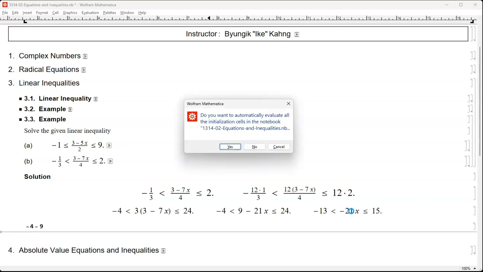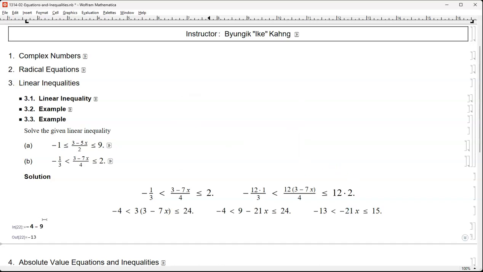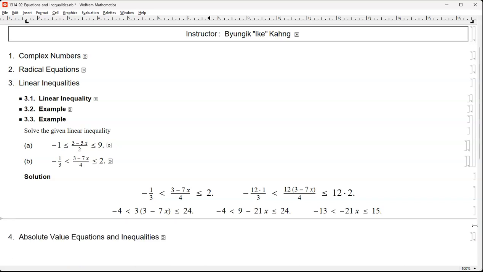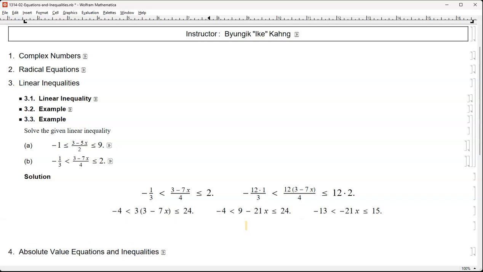-4 minus 9 is -13, and then 24 minus 9 is 15. Yes, all computations are correct. Alright, here divide each by -21 and you're going to get the answer. -13 divided by -21, so 13 over 21, and dividing by negative numbers, so I have to change the direction of the inequality, right? And then 15 divided by 21, but that should be negative.